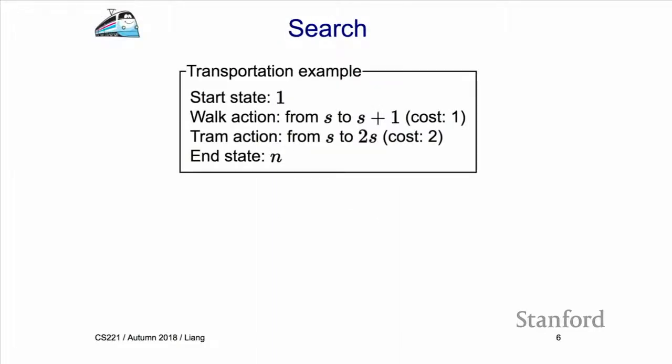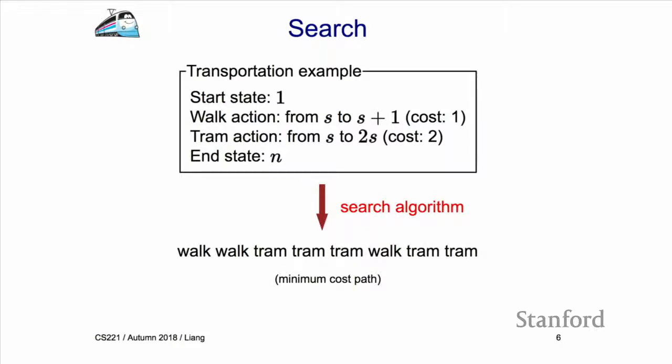So suppose we're doing this transportation problem that we've been looking at last time. So the problem is you're in some city, and you've got to get to the last block from the first one. And at every block, you can either walk to the next one, which costs you 1, or you can take this magic tram that doubles the block that you're at. All right, we had some search algorithms that we looked at last time, and they produced solutions that look like this. Walk, walk, take the tram 3 times, walk, and then take the tram again, right?